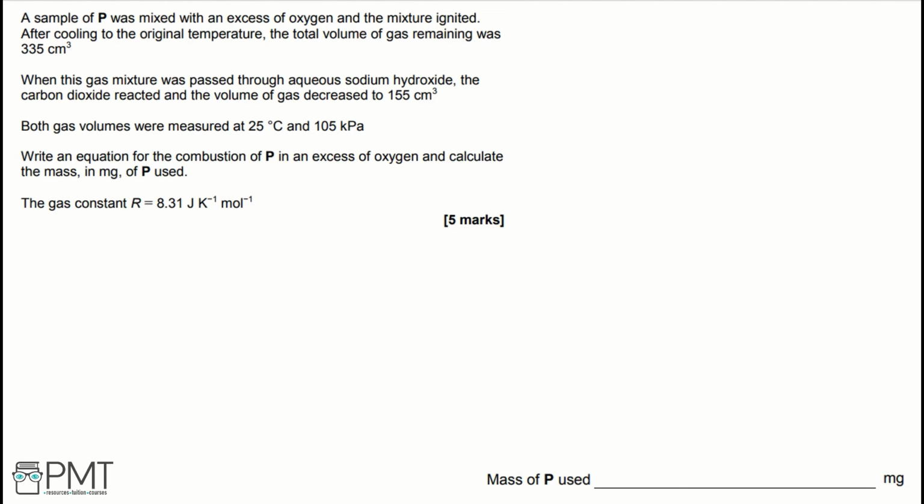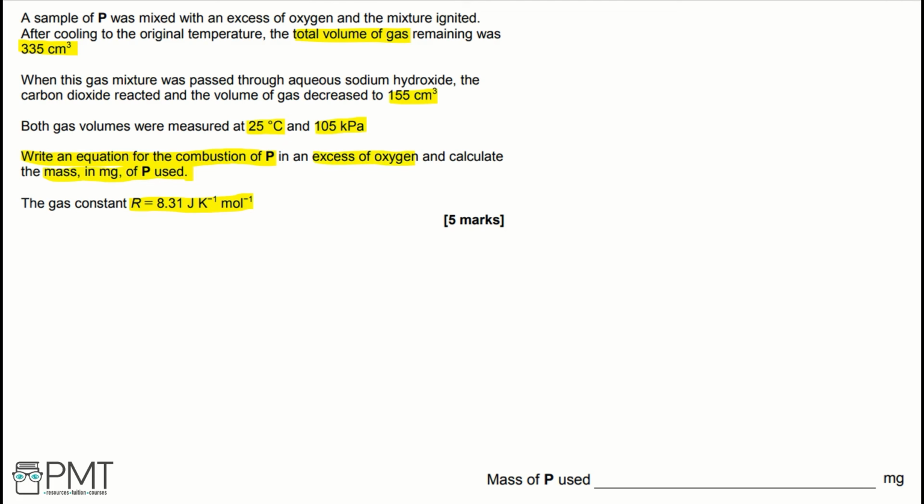The first thing to do with this question is highlight the key pieces of information. So that's the total volume of gas, which is 335 centimetres cubed. When you react the carbon dioxide, the volume of gas that you get is 155 centimetres cubed. Both gases were measured at 25 degrees Celsius and 105 kilopascals. The gas constant is also a key piece of information. And then that we need to write the equation for the combustion of P in an excess of oxygen and calculate the mass in milligrams of P used.